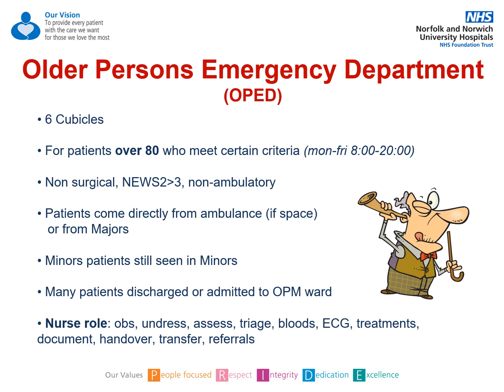Patients usually come directly off the ambulance, because if they're walk-in patients, it does tend to be that they're fit to sit. Minors patients who meet this criteria, except the non-ambulatory, will be seen in minors. Most patients go back home, discharged home or to residential homes, or they'll be admitted to the OPM ward, which is right next door.